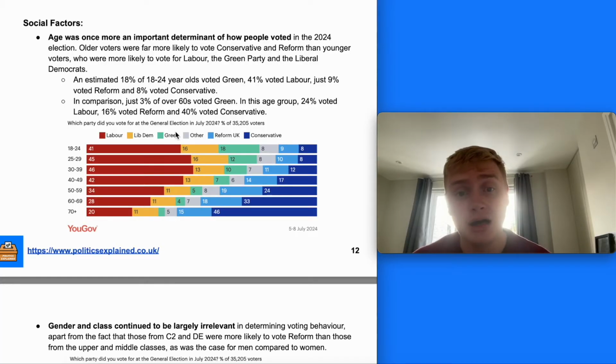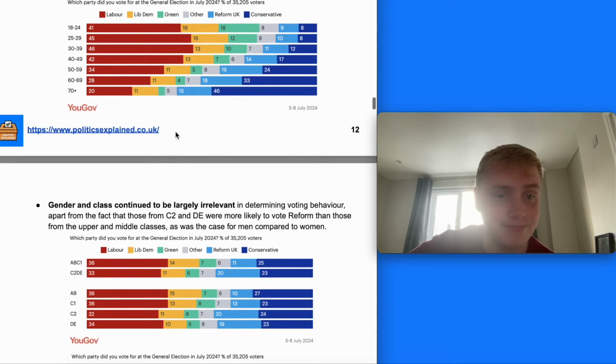24% voted Labour, 16% lower. 16% voted Reform, so that's almost double, and 40% voted Conservative, so that's more than, I can't do maths, that's 5 times the percentage of 18 to 24-year-olds that voted Tory.